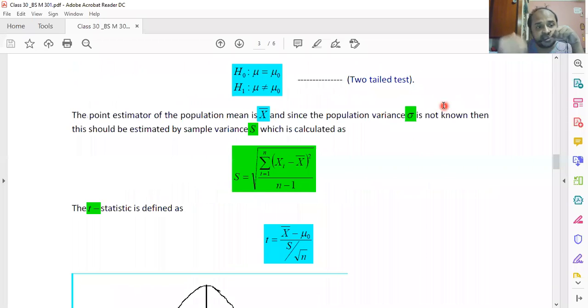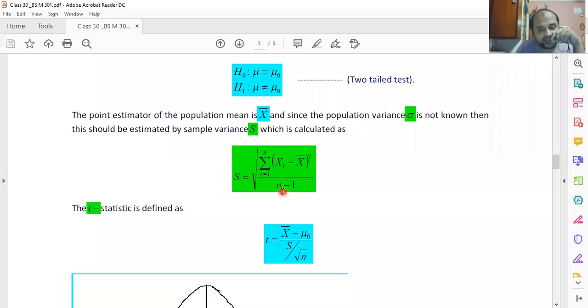So we have to estimate the population standard deviation with some quantity, and the quantity is given over here. It is capital S. Capital S is considered to be the sample standard deviation. But there is a very important part which you have to make a note about: I am not dividing by small n, the sample size.